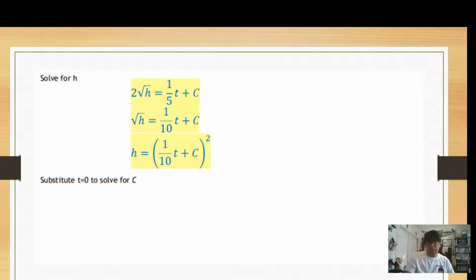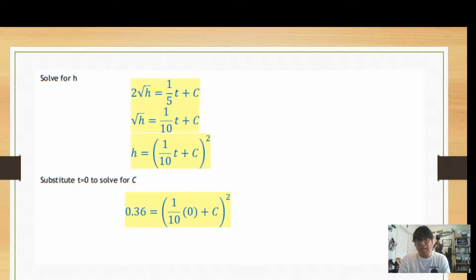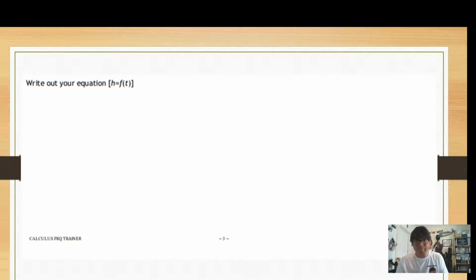Now finally, we are given what's called an initial condition, so we substitute that in. When t is 0, you have an h of 0.36. This is nice because 0 times 1/10 is just 0. So you get c squared equals 0.36, or c is 0.6. And now remember, you're not done yet. The product here is going to be an equation for h. So h is equal to the square of (1/10 t plus 0.6).